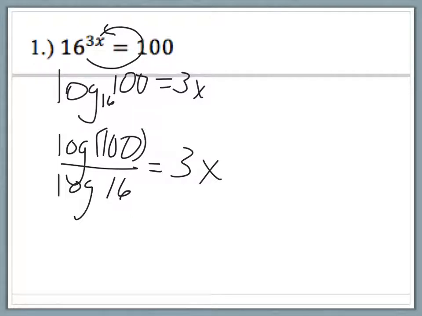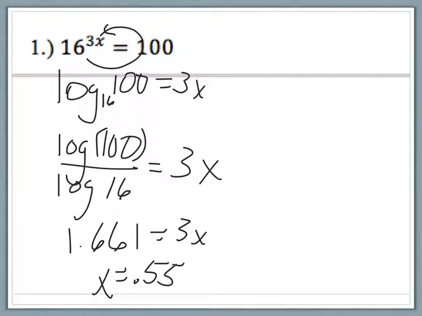Now I'm going to plug that log of 100 into my calculator. Make sure you close that parenthesis when using your calculator. So we'll do log of 100 divided by log of 16, and we get 1.6609, which I'm going to round, equals 3x. Then I'm going to solve for x, so I need to divide by 3. So x equals 0.554.